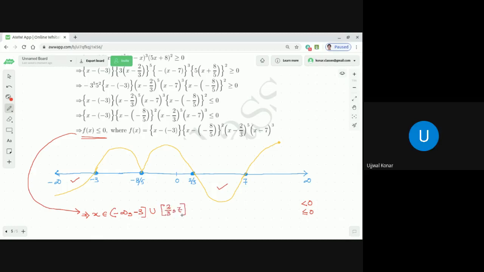Now, as it is less than or equal to 0, we need to include that particular point minus 8 by 5. Correct, na? So, union, the singleton set containing minus 8 by 5. That is the solution. Correct, na, dear students? Okay.